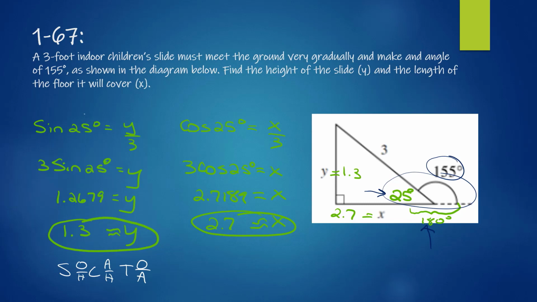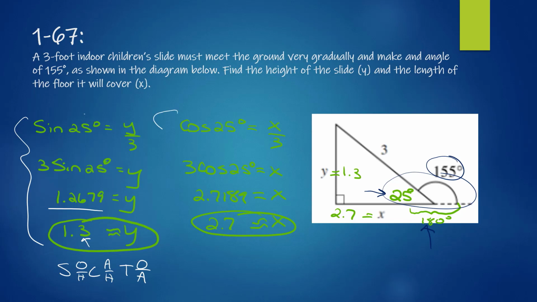So my 25 is opposite the y, so it's sine of 25 equals y over 3. And then I just go ahead and multiply by 3, and that's what I've done here. And I get it down to 1.2679. If you're rounding to the nearest tenth, it's 1.3. If you were rounding to the nearest hundredth, it'd be 1.27. And that is the first value, that's y.